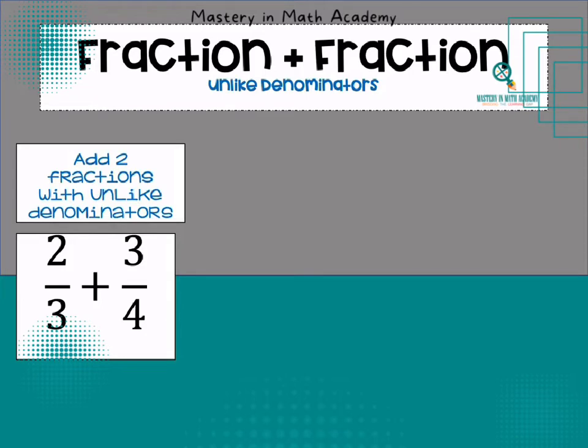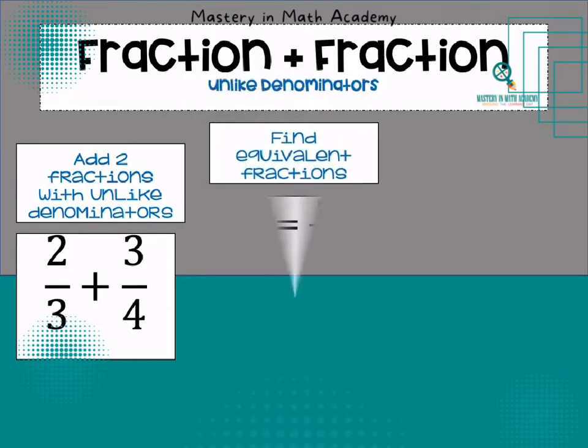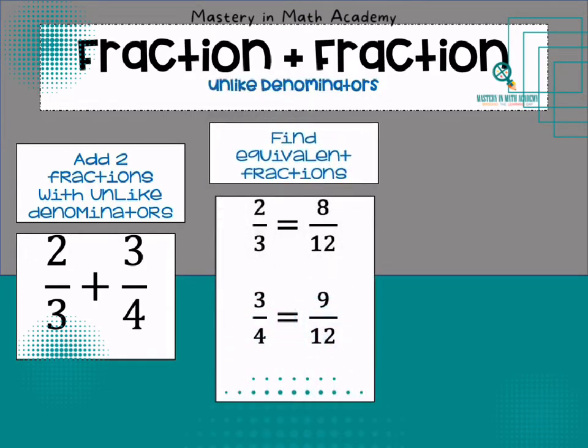Now, remember we said you need to pay attention to your denominators. Your denominators are different. So we need to make sure that we find our whole. And to do that, we need to find equivalent fractions. So here's what we are going to do. We are going to take our 2/3, we're going to take also our 3/4, and we're going to find the least common multiple for our denominators.